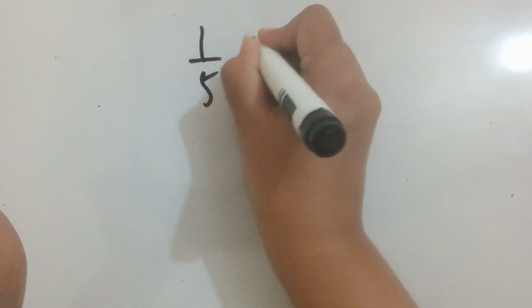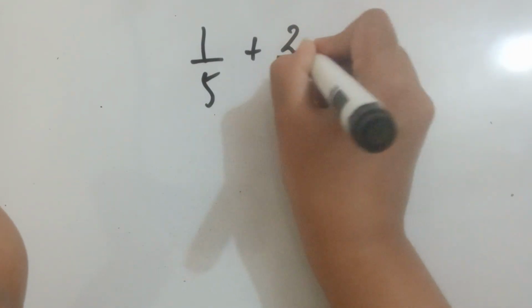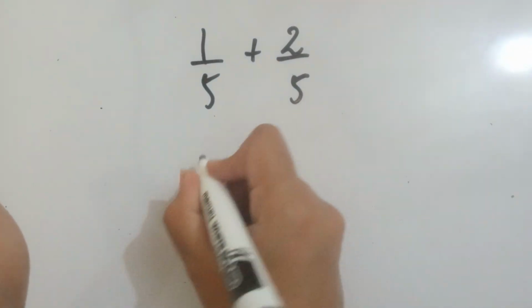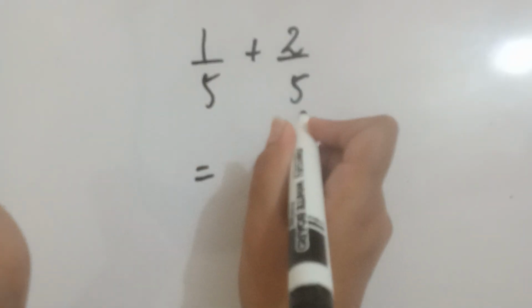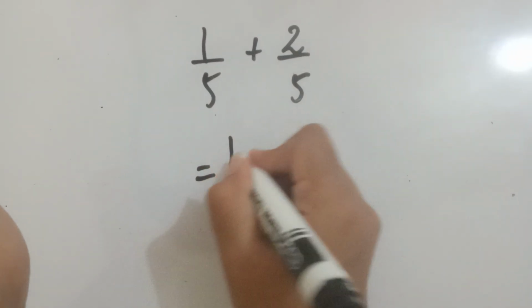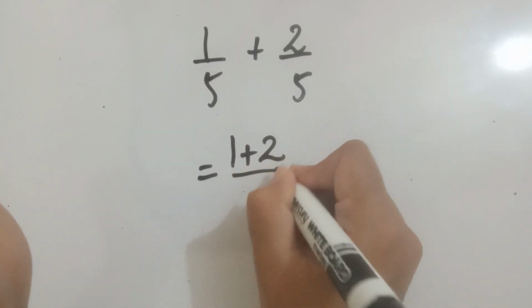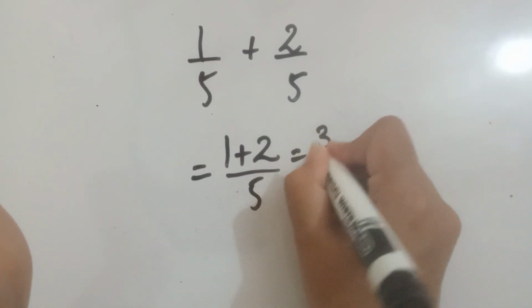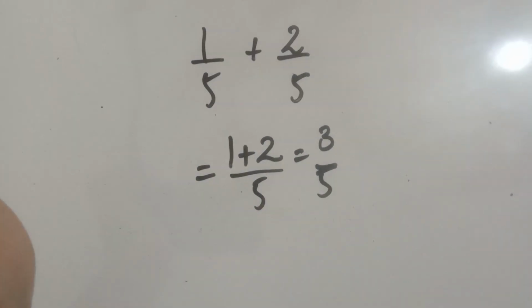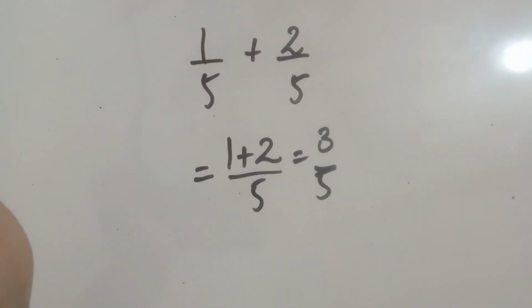Dear students, today we will learn how we can add two fractions in an easy way. For example, I have this fraction 1 by 5 plus 2 by 5. How can I add them? If the denominator is the same, then I will add the numerators. Look, this is so simple. You can add like this.